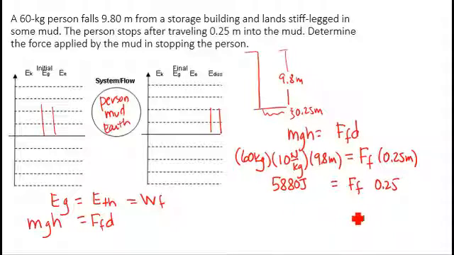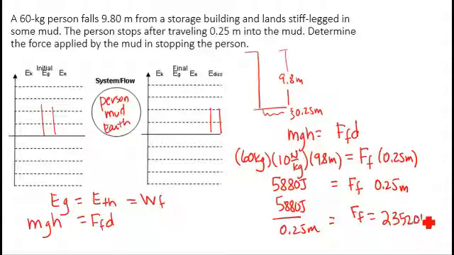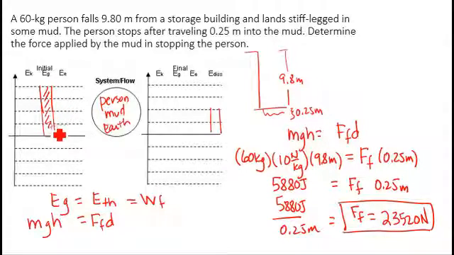And so the force of friction is going to be 5,880 joules divided by 0.25 meters, and that is going to be 23,520 newtons, because remember, a joule is a newton meter. And I can pull my bars all the way up. I know that's 5,880 joules, and this one is 5,880 joules.